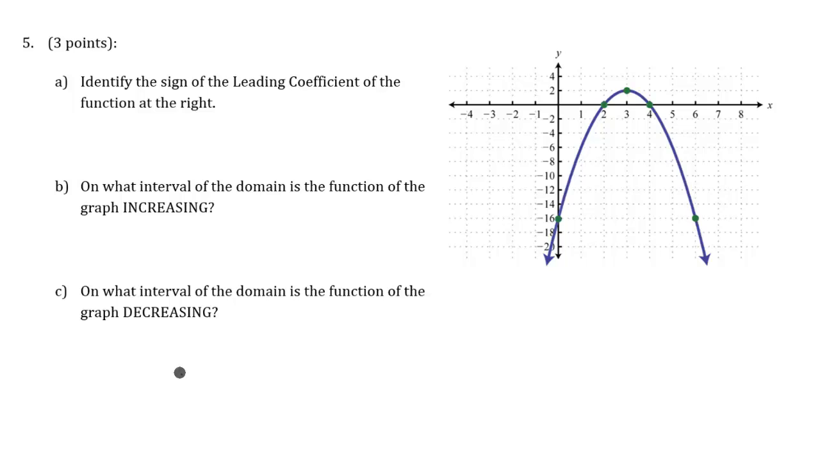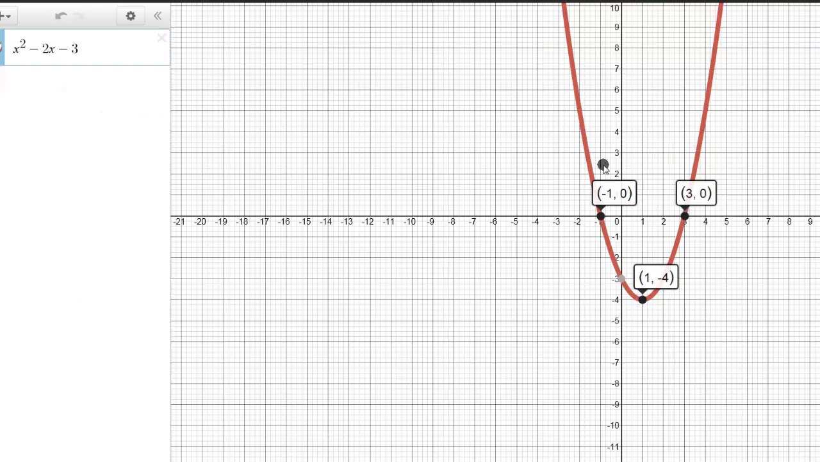Now I'm going to go back to my previous problem. I'm going to pull up my Desmos graph here.